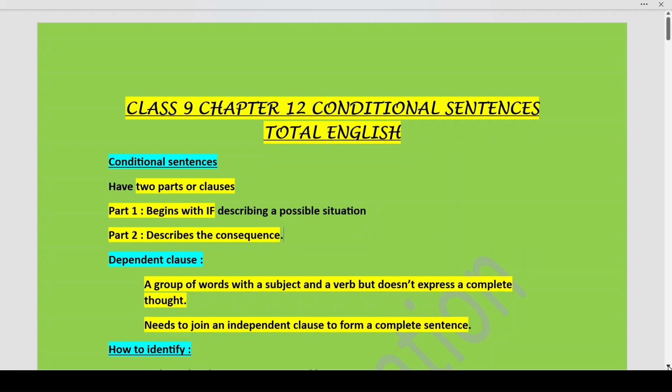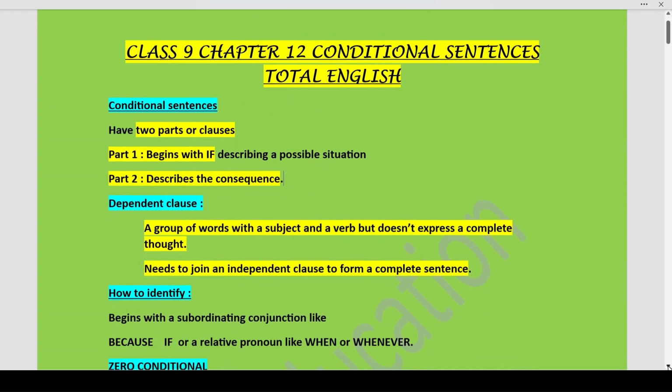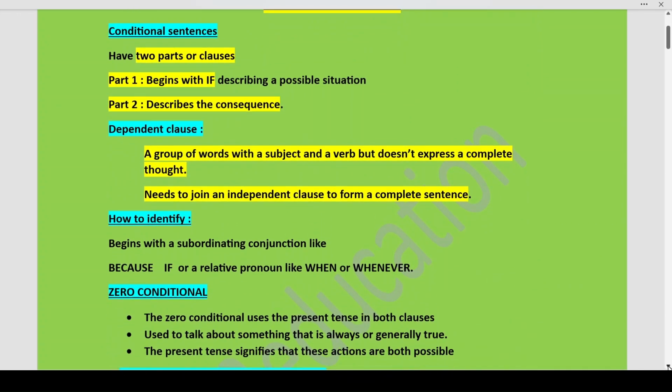Now, as we have read, clauses are of two kinds: one is a dependent clause and one is an independent clause. Now, why am I teaching you about clauses over here? Because conditional sentences always have two clauses. One clause on its own will not make any sense, even though it is a group of words with the subject and the verb in it, but it will not express a complete thought. That is called a dependent clause. That means it has to join an independent clause to form a complete sentence.